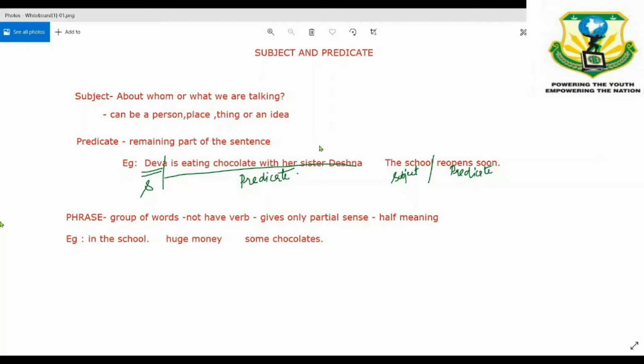The second concept which we went through is phrase. Phrases are nothing but groups of words. They will not have any verb in them. There will not be any action word in them. And they give only partial meaning, partial sense. For example, in the school, huge money, some chocolates on the table, for my mom, for Pranav. So all these small groups of words, we call them phrases.